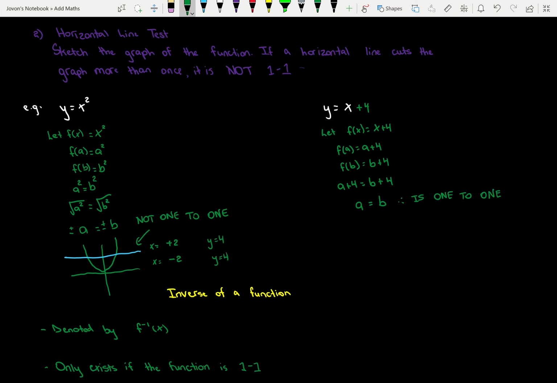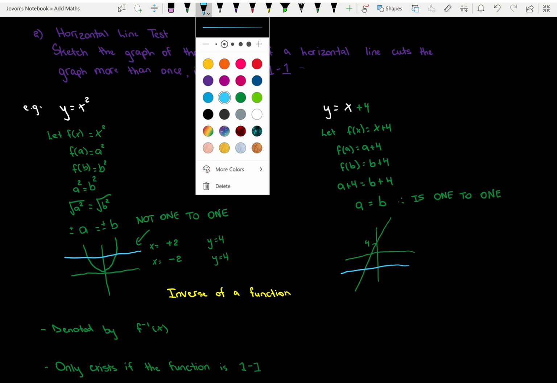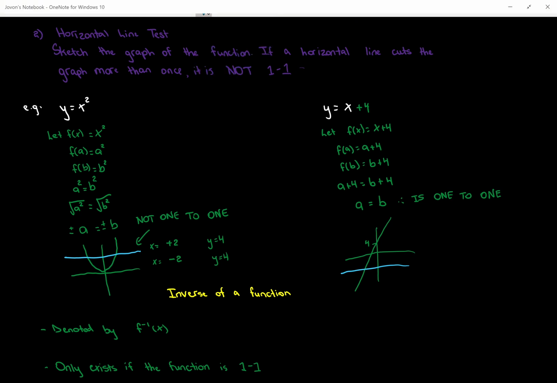So if we are to draw the graph too, let's draw the graph. The graph would look something like this, where here is 4. And again, if we were to do the horizontal line test, notice if we draw a line in this graph, it only cuts at one spot. And this means that the function is 1 to 1.